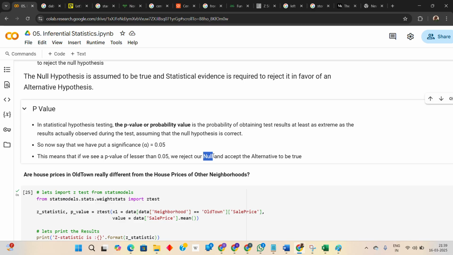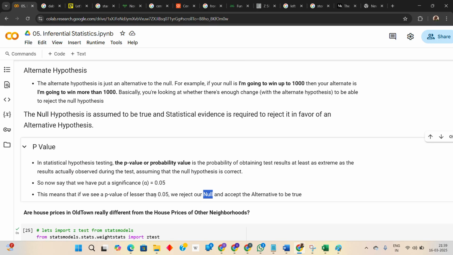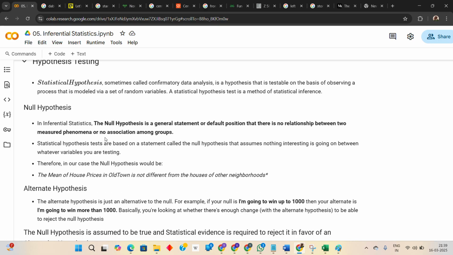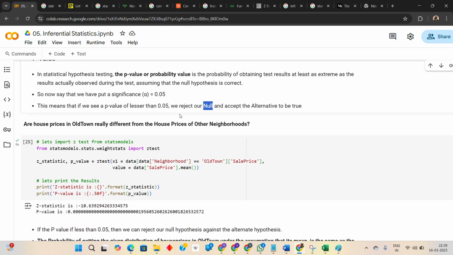That means we will do some calculation. I will show you that calculation practically. In our calculation, let us say our p-value is less than 0.05. That means whatever statement we stated earlier will be wrong and the alternate hypothesis will be right. Here you can see, if we see lesser than 0.05, then we reject our null hypothesis and accept the alternate hypothesis to be true.